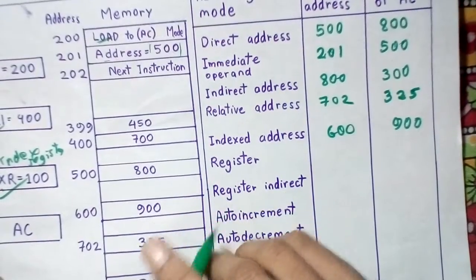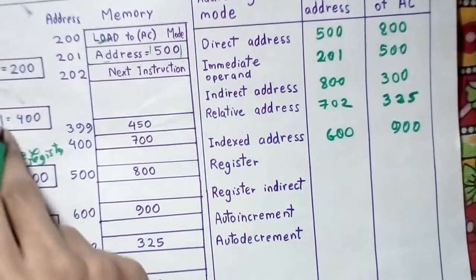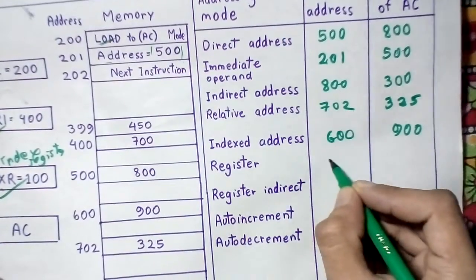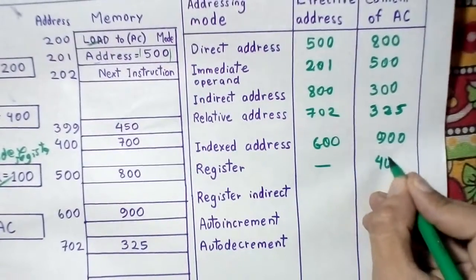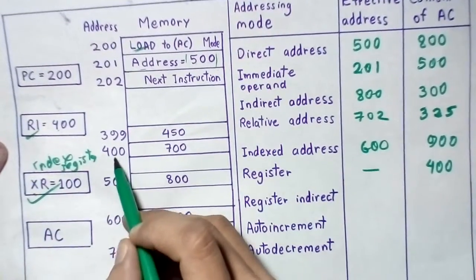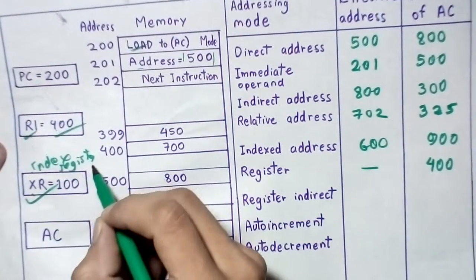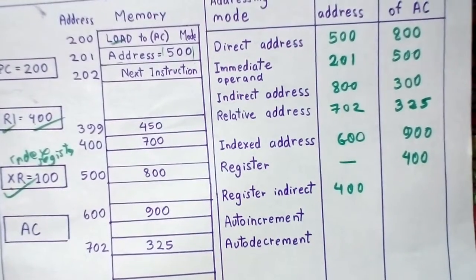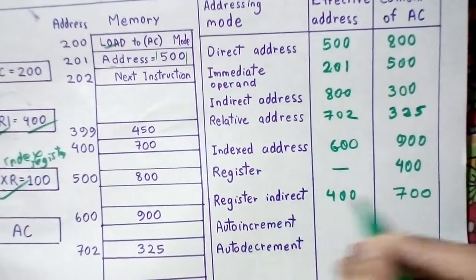Then the register mode. So what is the register mode? In the register mode, you have to look into the computer register. In the computer register there is no effective address, so we give a dash, and then the value is 400. In register indirect, whatever is there in this computer register will be the address of the operand. This will not be the actual operand, but the address of the operand. So the address of the operand is 400, and the value is 700. Content of AC will be 700.